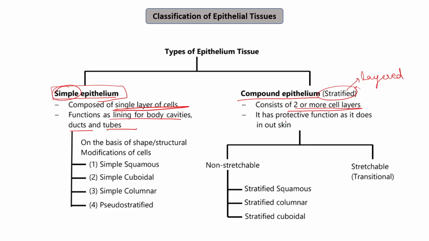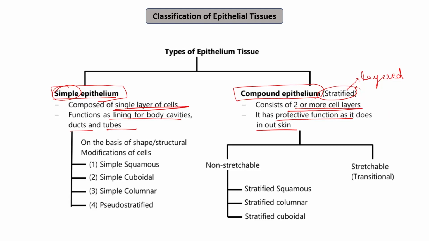While what is the function of compound epithelium? It has a protective function, as it does in our skin. So compound epithelium, for example, usually performs the protective function. It is in the form of layers. The advantage that these layers offer is that if the outer layer gets damaged, our internal tissues will not get damaged due to the presence of the other layers.